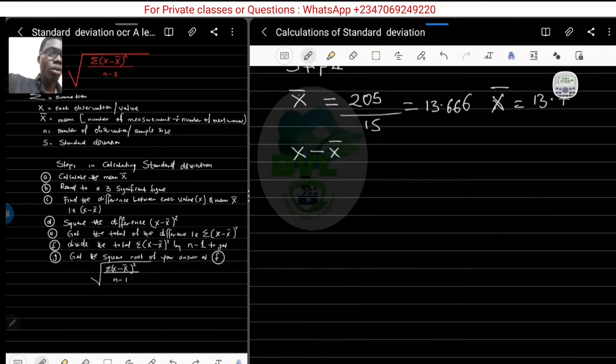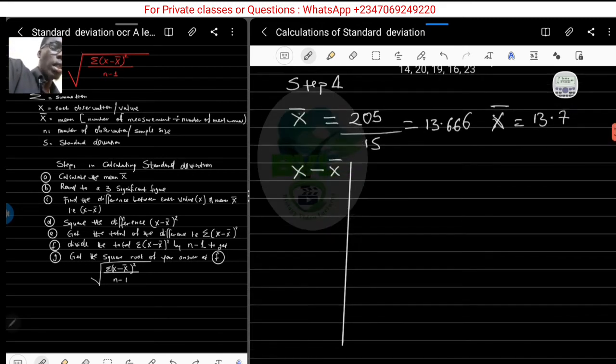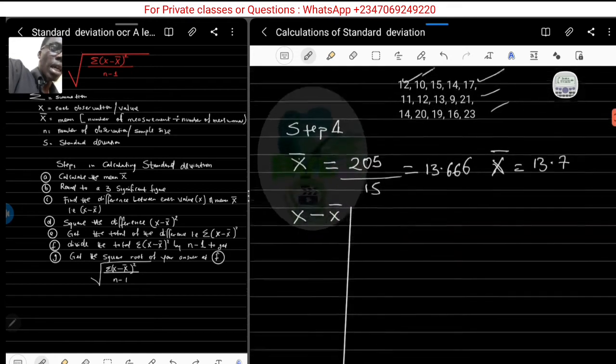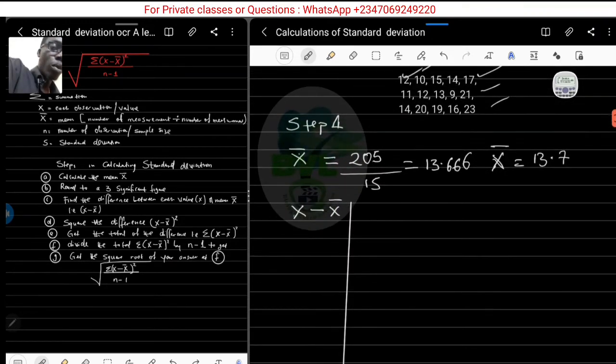Sorry, I'm trying to make sure everything is right. Sorry, the line is not very straight, I'm not using a ruler. Each of these data is meant to represent that here. So we have 12 minus 13.7, 10 minus 13.7. You should do the same thing now.